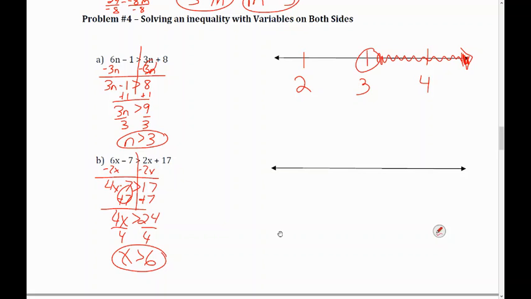All right, so 6 in the middle, 7 to the right, 5 to the left, circle. Not shading it in because it doesn't include 6. Greater than symbol means we're shading to the right. And that's it. All right, next page.